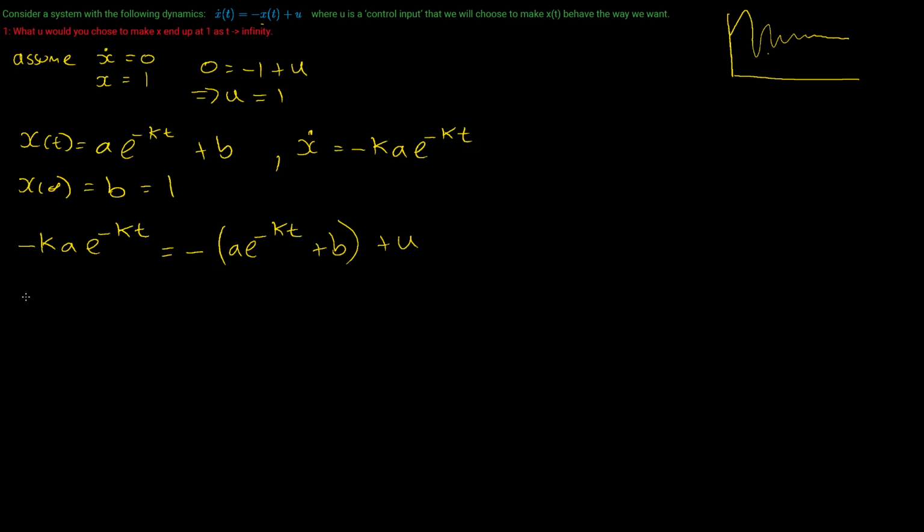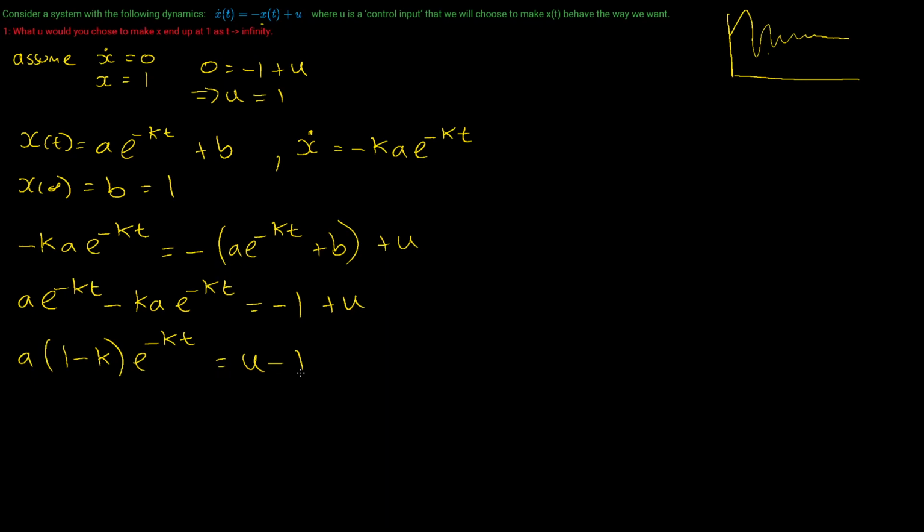So we would have positive a e to the minus kt minus ka e to the minus kt is equal to negative b, and we know that b is equal to 1 plus u. And if we collect terms here, we'll pull the a out the front, which gives us 1 minus k, and the exponential term we'll pull out the back, is equal to u minus 1.